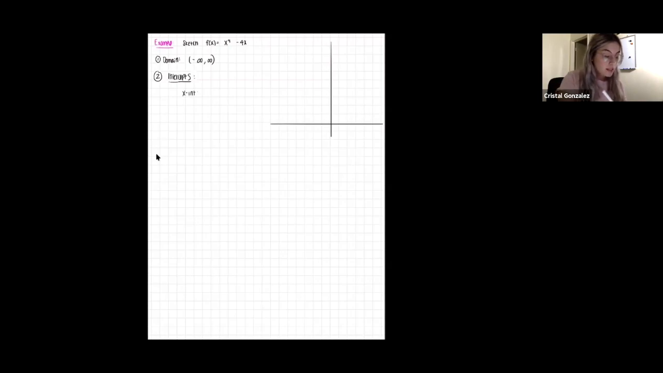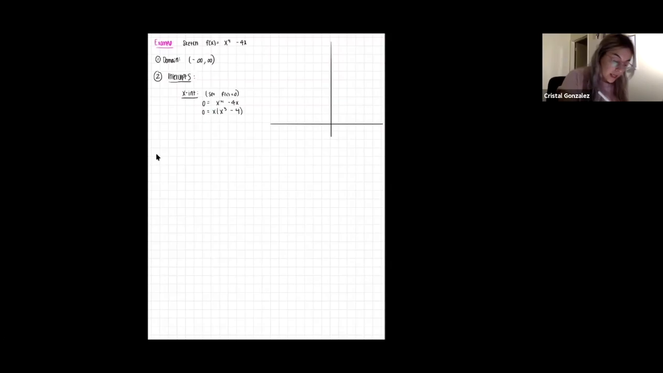So my x-intercepts, remember, to find your x-intercepts, you always set y equal to 0. In this case, we're going to set f of x equal to 0. So here we set f of x equal to 0, and from our algebra class we get 0 is equal to x to the 4th minus 4x. I can factor out an x, so then I get 0 is equal to x times x cubed minus 4. Perfect.